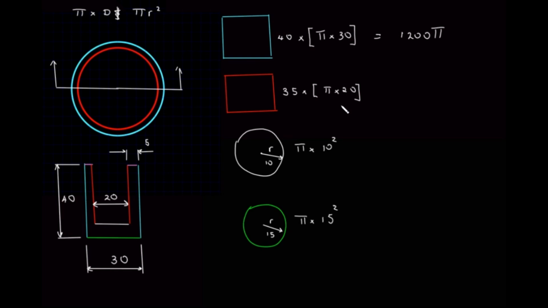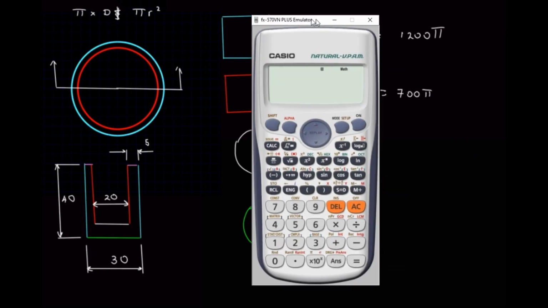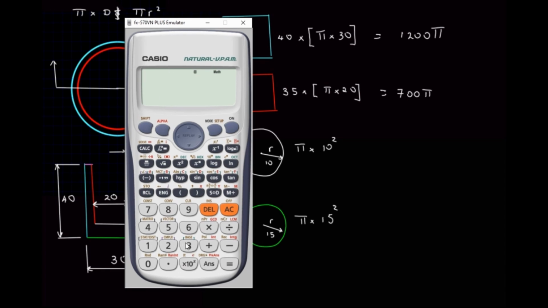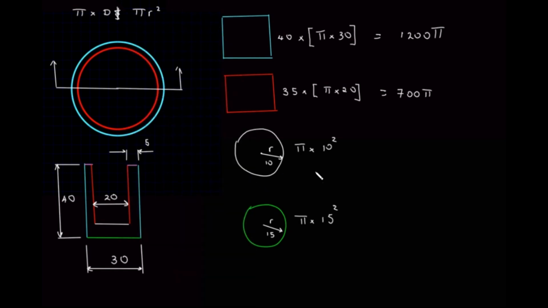This one here, 2 times 35 is 70, times 10 is 700. Not sure? Let's have a look. 35 times 20 equals 700. There you are, you see. Right. This one here, 10 squared is 100, so it's 100 pi.